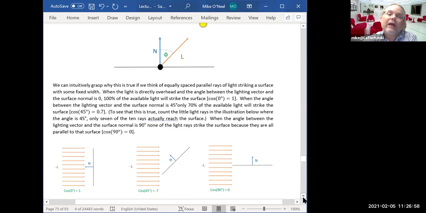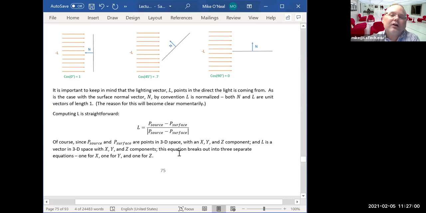Okay, so if I wanted to compute a lighting vector for every point on the surface, it would be end point minus start point. Well, the end point is, of course, the source. The start point is the surface, because the lighting vector points towards the surface. So the source minus the surface gives you the lighting vector. There'll be an x, a y, and a z component. Divide that by the distance between those, and that'll give you a unit vector that specifies the direction to the light source.